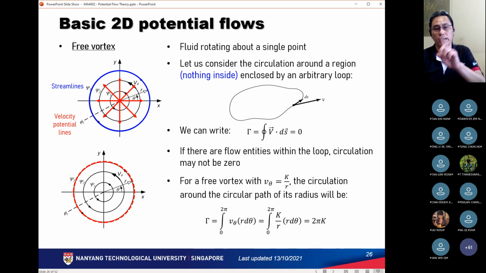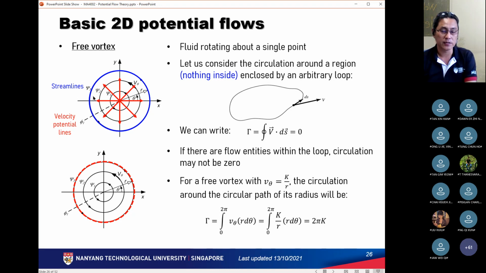If we reference the figure over here, let's say once again we have an XY coordinate system, and the fluid is spinning or rotating about the origin. So at the end of the day, the streamlines can be represented by the blue circles over here, because the fluid just spins round and round.